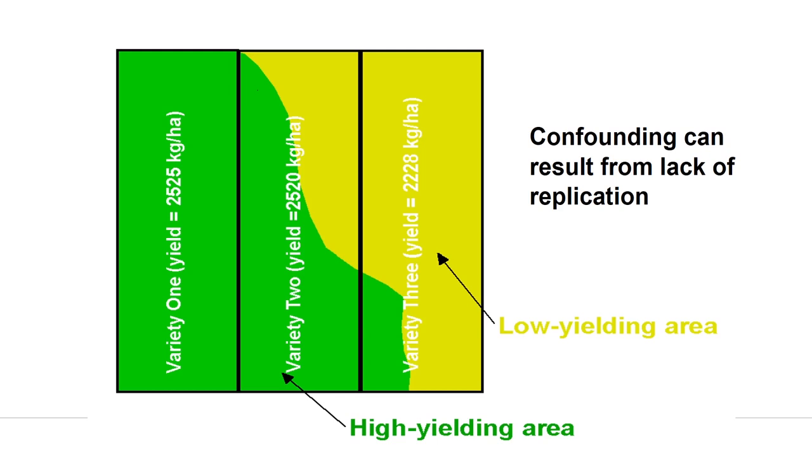So the way we deal with spatial variability in field experiments is by blocking or replicating. We don't just divide the field into halves and have a sprayed and unsprayed, or if we're testing three varieties, divide the field into thirds and plant one variety on each third of the field. We replicate and we also randomize. Okay, so let's talk about replication and randomization.